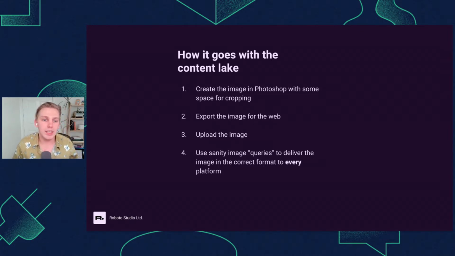So let's take it again in a very similar manner. When we say we're going to build an image in Photoshop, we're going to leave a little bit of space on each side for cropping. We're going to export the image for the web. So everything's pretty much the exact same as the first time. We upload the image. And then this is where the real magic of the content lake works, which is that you've essentially got multiple, providing you obviously put the code in there from a development side, but you have multiple different queries that you can use to have multiple different croppings of the same image.